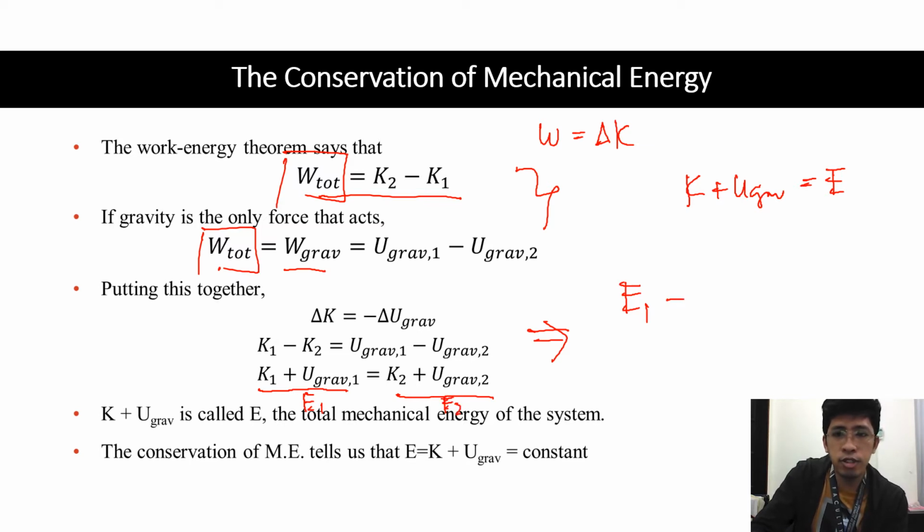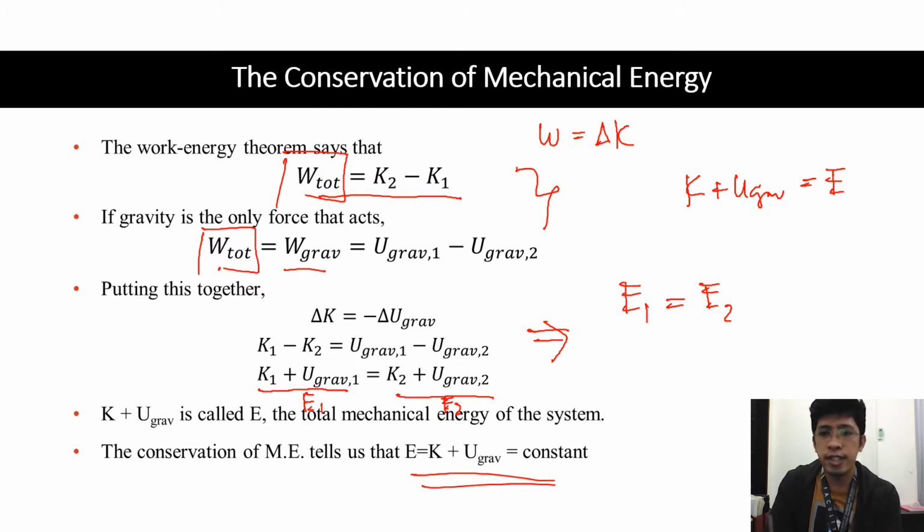So your E1 should equal E2, meaning if you start with a mechanical energy of, let's say, 50 joules, you should end at the same total mechanical energy, 50 joules. So none of your energy should diminish. The conservation of mechanical energy tells us that your E is equal to your K plus U grav, and this should be constant. So on the next slide, I'm going to show you a video of what this actually means.